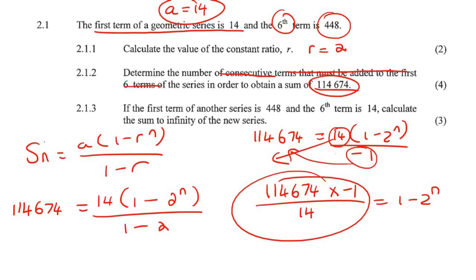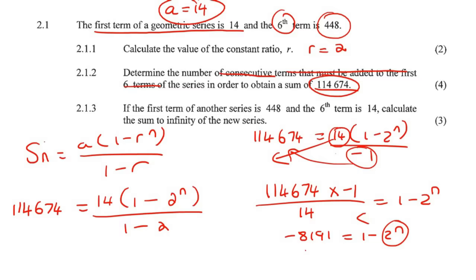And that gives negative 8191. Okay, now you can do this however you like, but I'm going to bring this to that side, and I'm going to bring that to that side. So we end up with 2 to the n equals 1 plus 8191, and so we end up with 2 to the n equals 8192.